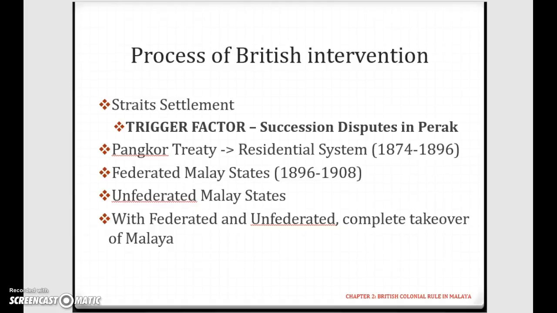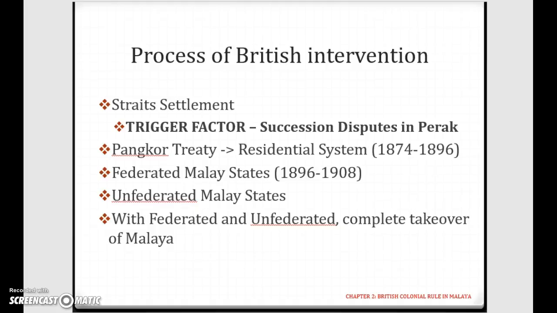Okay, and for the sake of simplicity, what you are seeing on the screen now is something that I've summarized for the entire process of the British intervention. As I mentioned in the previous video, it started off with the Straits Settlements. You can test yourself by asking what are the three places of the Straits Settlements, and the answer is Malacca, Penang, and Singapore. Those are the three trading bases that the British first had.